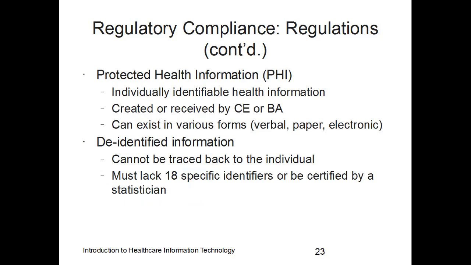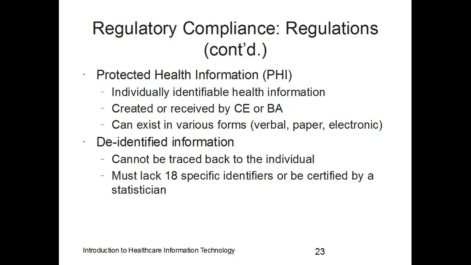Some other regulations we'll talk about. First one, PHI, Protected Health Information. This is individually identifiable health information. This is created or received by the covered entity or by the business associate. And this can exist in various forms, such as verbal or paper or electronic. And then there is de-identified information. And what that means is it cannot be tracked to an individual.